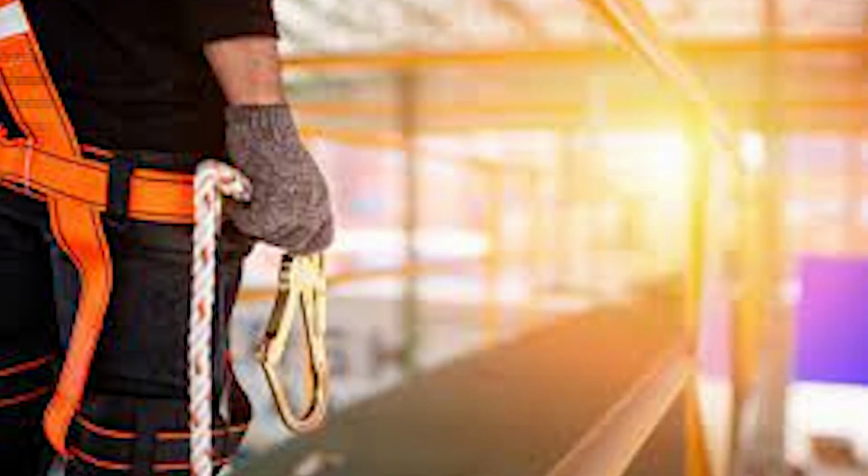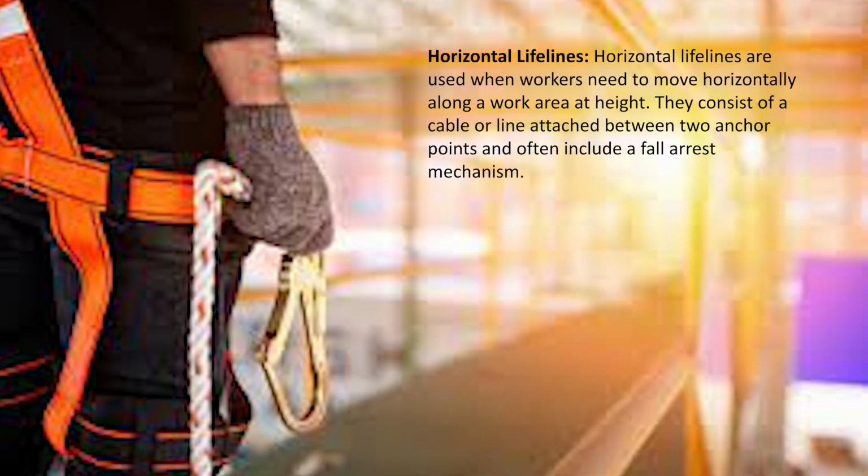Anchor point. Anchor points are secure attachment points for lanyards, SRLs, lifelines and other fall arrest devices. They can be fixed, temporary or mobile and must be strong enough to withstand the force generated during a fall. Horizontal lifeline. Horizontal lifelines are used when a worker needs to move horizontally along a work area at height. They consist of a cable and line attached between two anchor points and often include a fall arrest mechanism.